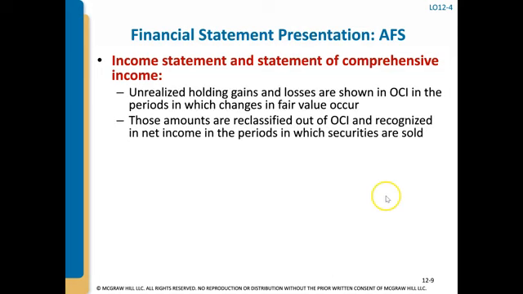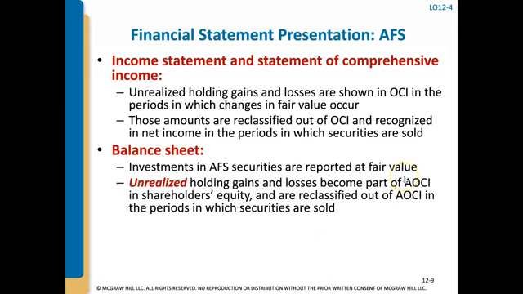Okay, let's go over the financial statement presentation for the available for sale. The unrealized holding gains and losses are shown in OCI in the periods in which there are changes to the fair value. So any changes to the fair value, we book unrealized gain or loss to OCI, and then at the end of the period, they're reclassified out of OCI and into accumulated OCI. But once the securities are sold, that's when the gain or loss is actually recognized in net income.